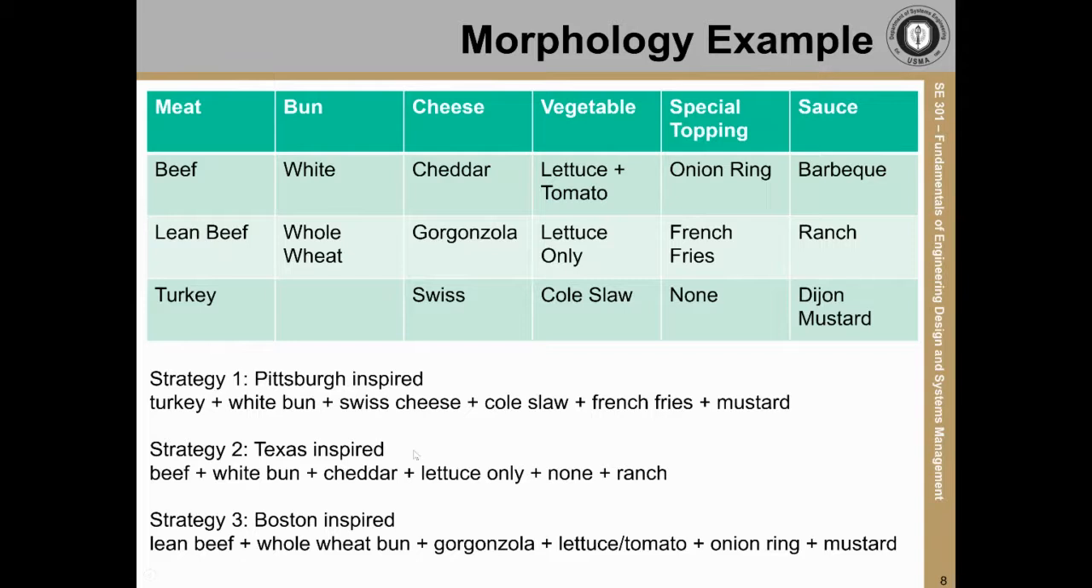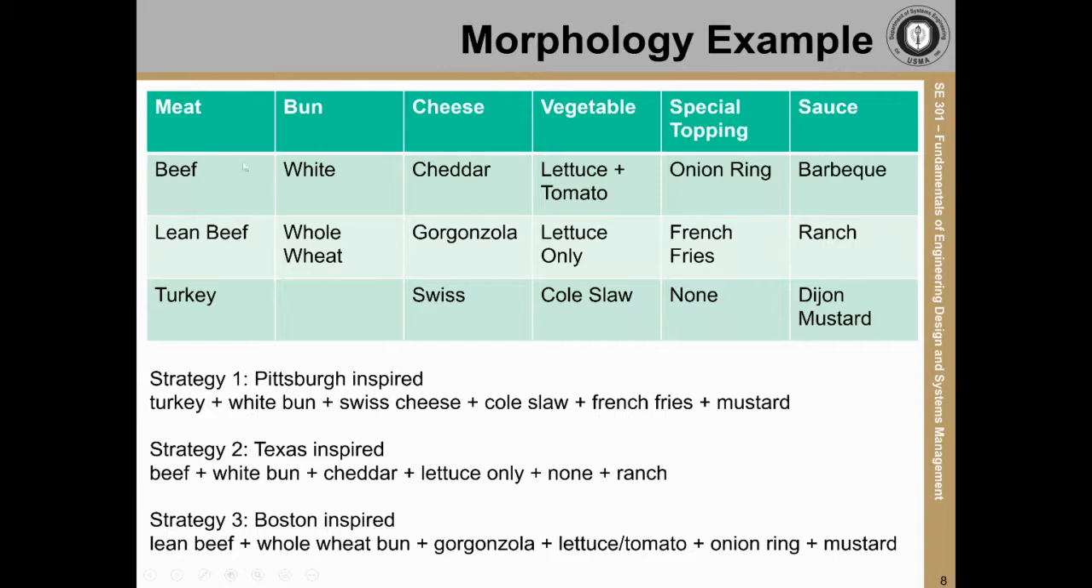Strategy 2, Texas inspired, being a proud Texan myself. Go with beef, a white bun, cheddar, the only type of cheese out there really. Lettuce, because who wants tomato, and coleslaw is just gross. Who needs a special topping when you have good meat? And ranch, because ranch goes on everything. Then suppose you wanted to do a Boston inspired burger.